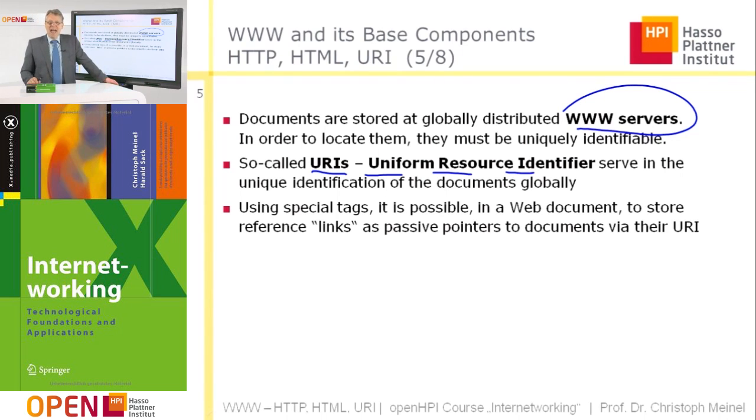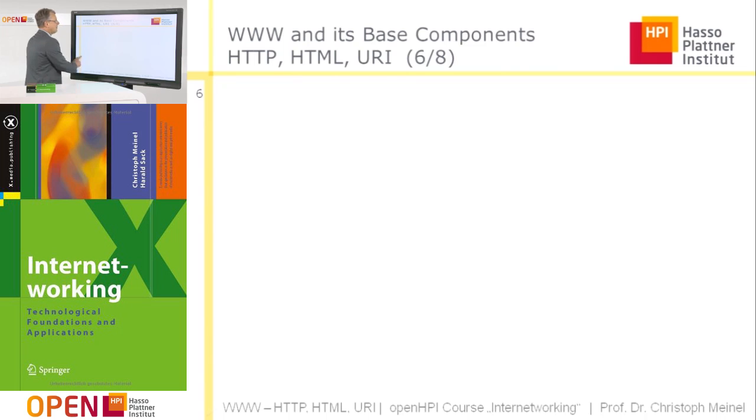There are special tags in the HTML language, which is used to describe documents. By means of such special tags, it is possible to store references to other documents, and this is done by storing the URI of a document. At this place, the user gets the offer to request this document. So the links use the URI mechanism for identifying the resources.